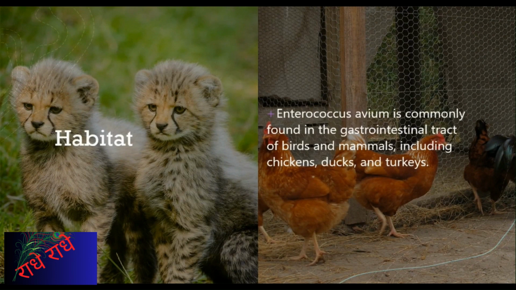Avium is an enterococcal bacteria commonly found in the gastrointestinal tract of wild and domesticated birds and mammals, including chickens, ducks, and turkeys. It has a widespread presence and is essential in the digestive system of several organisms.